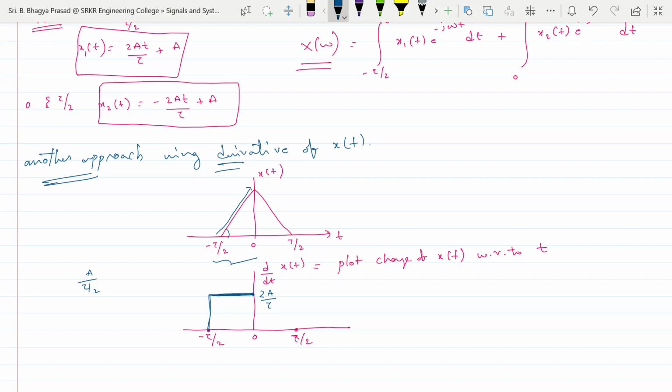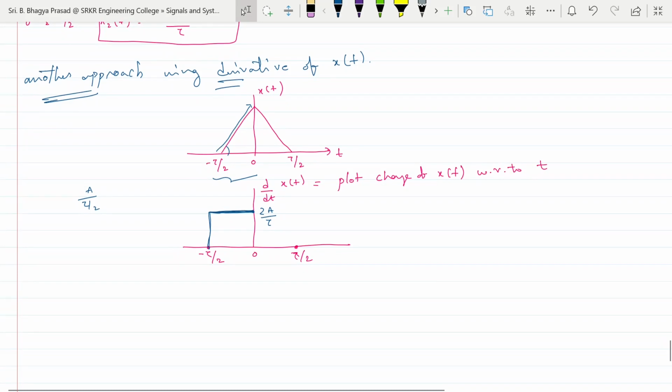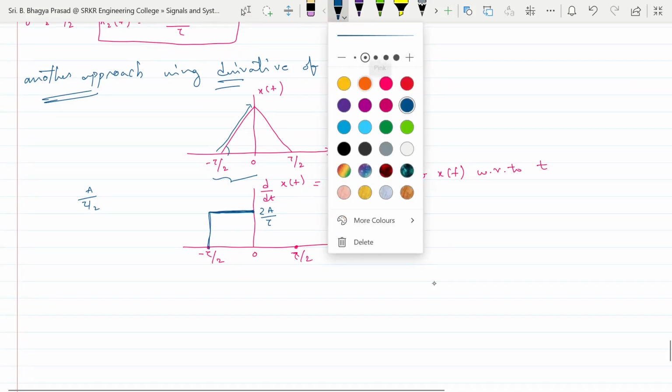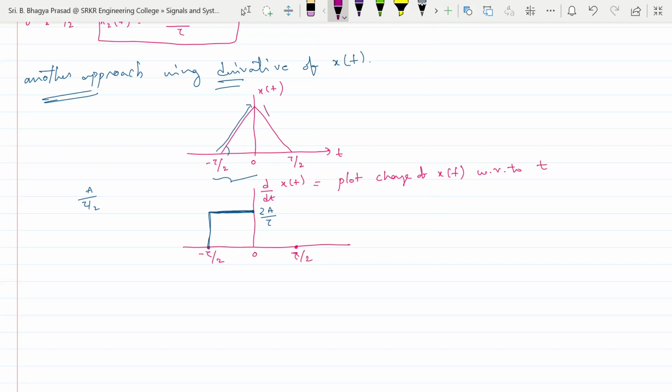And now from 0 to tau by 2, the signal was moving in this direction, that is, the signal was decreasing by maintaining a constant slope. So I will mention this as a negative slope, the value was decreasing and the slope was constant. I will write this one like this. It has a negative slope, that is minus 2a by tau.